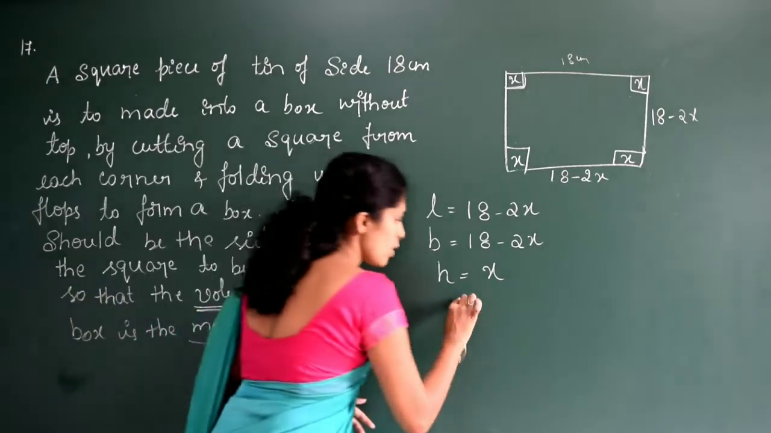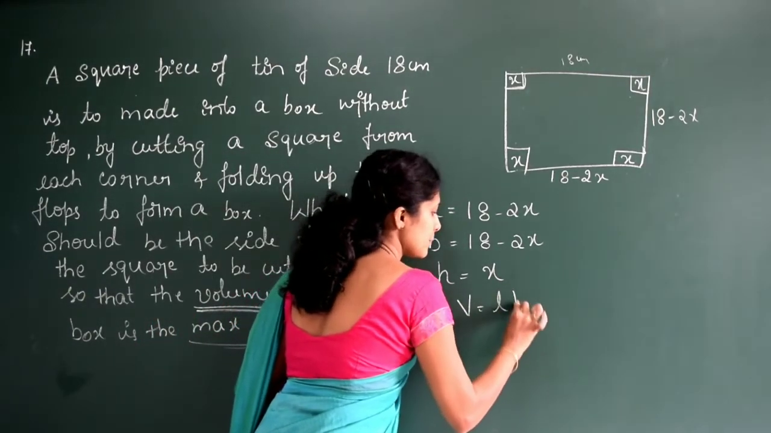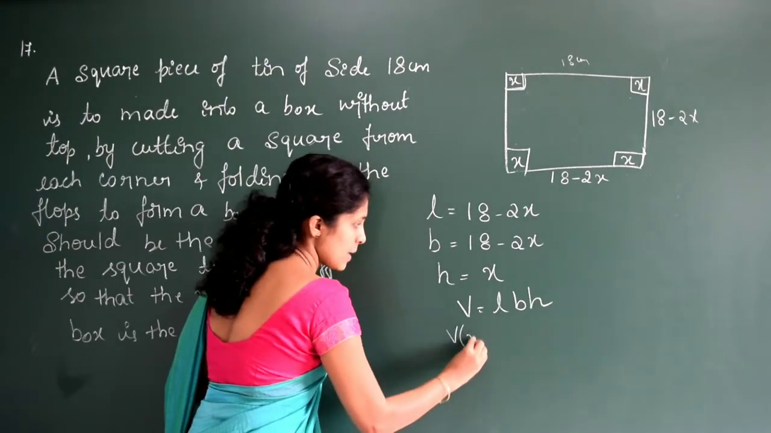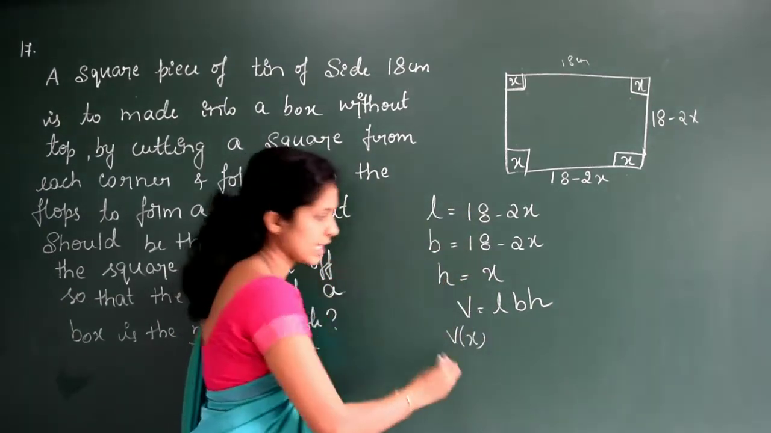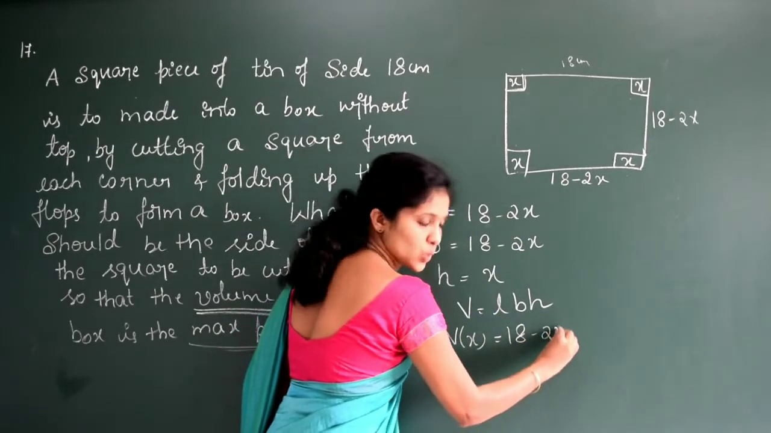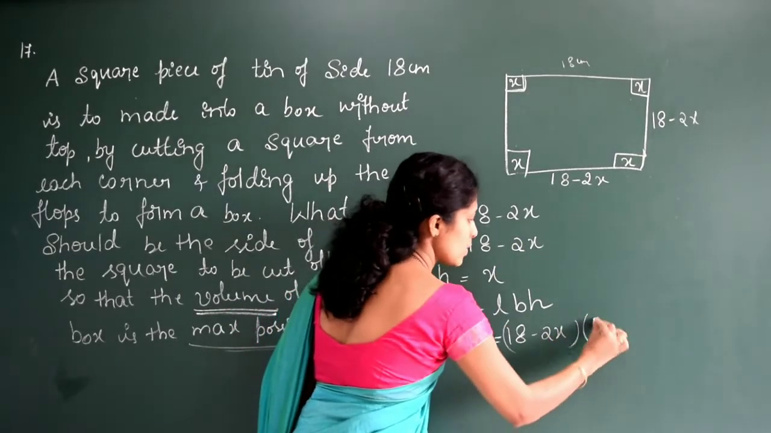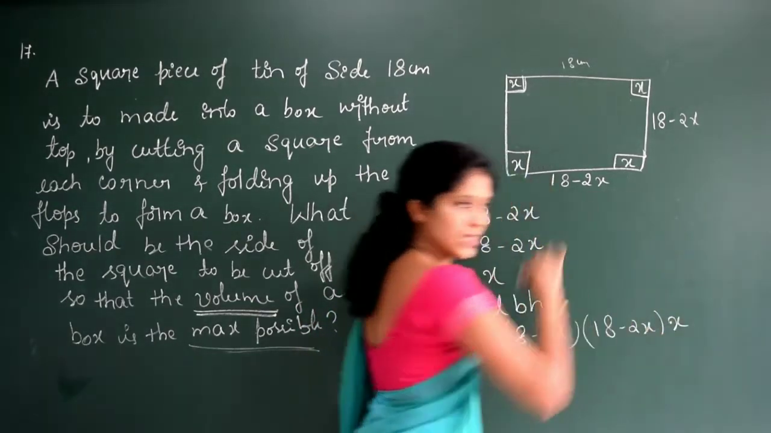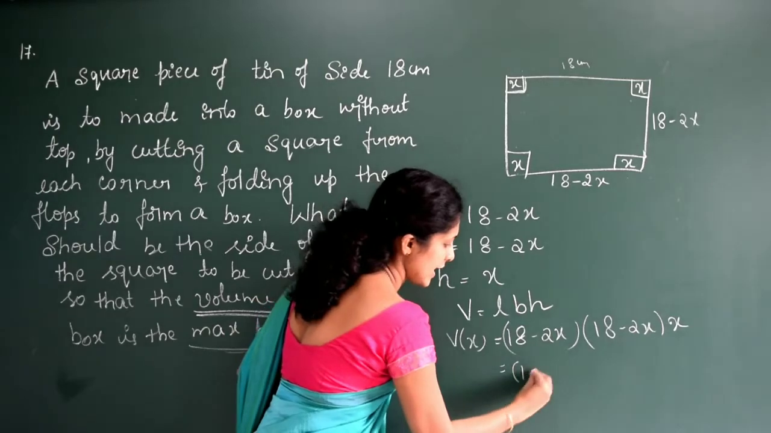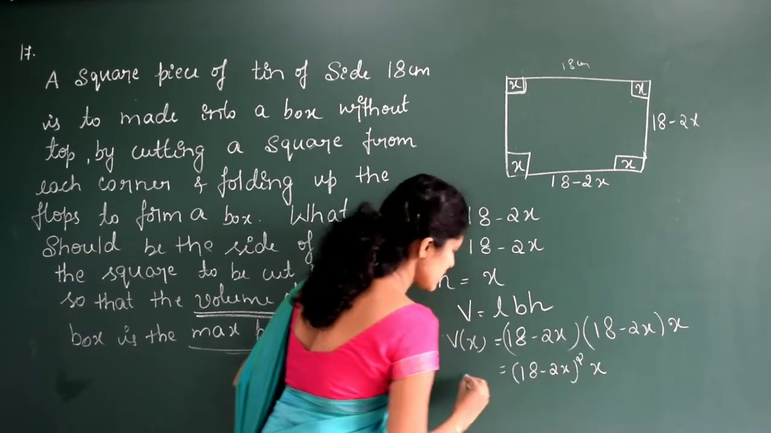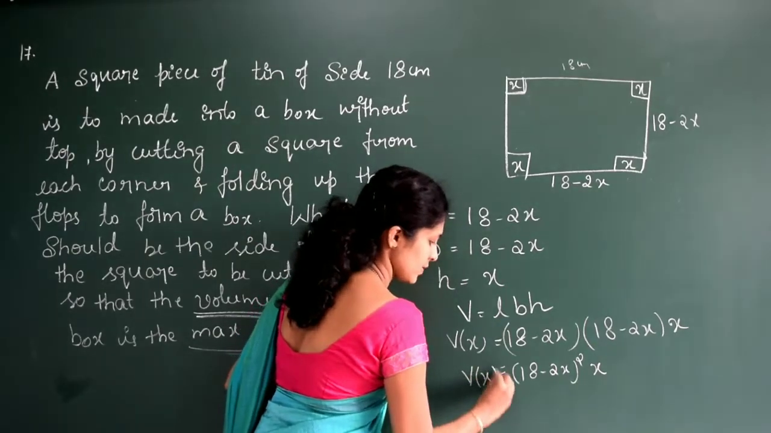So what is the volume? Volume is given by length, breadth into height. So we will consider this as V of x because everything is in the form of x. So L is 18 minus 2x and B is also 18 minus 2x and the height is x. So that we can write this one as 18 minus 2x whole square into x. So this is V of x. We got the function. So clear?